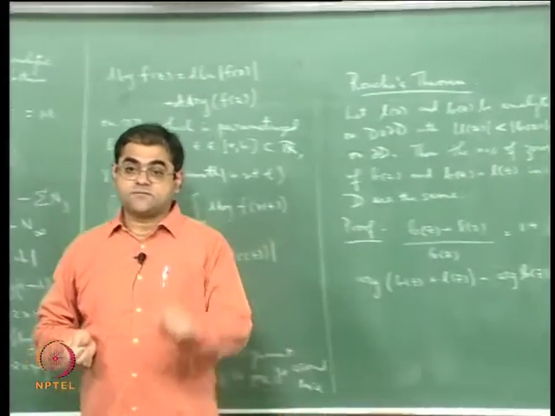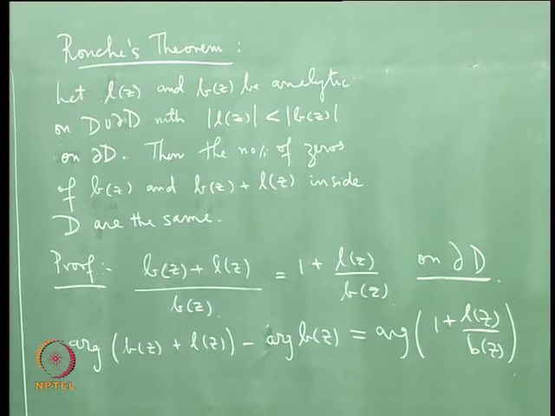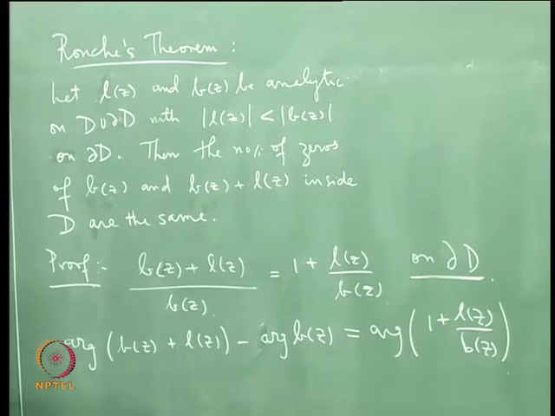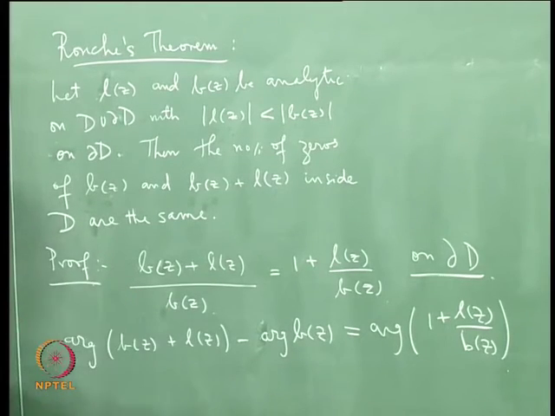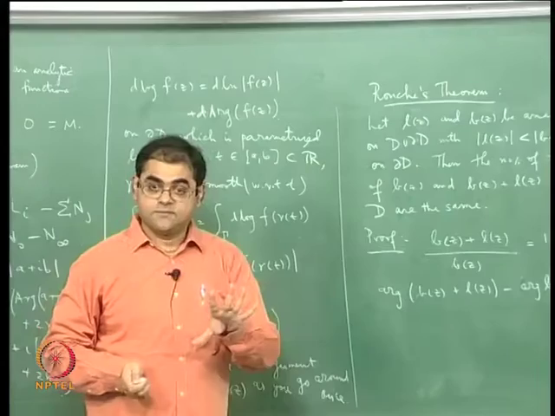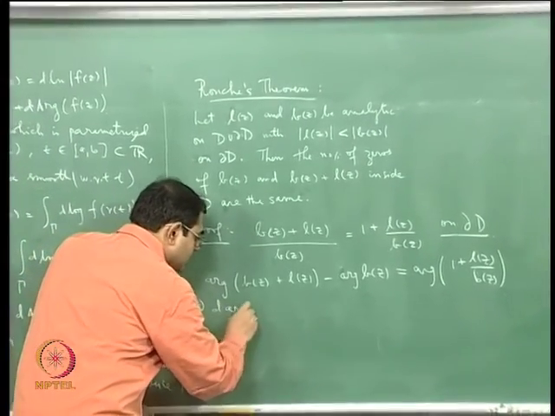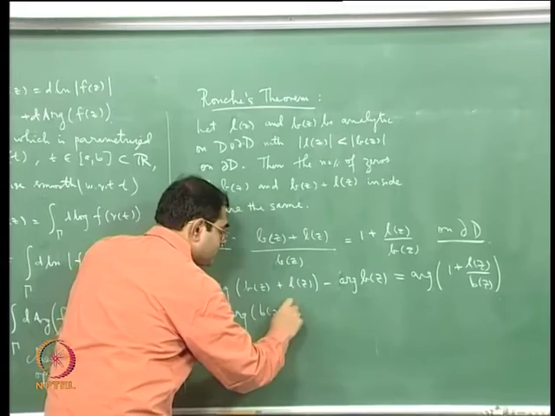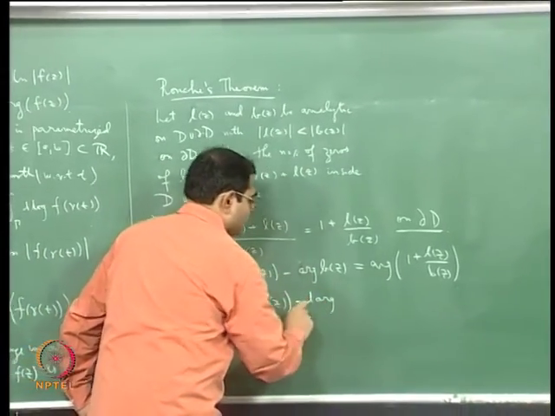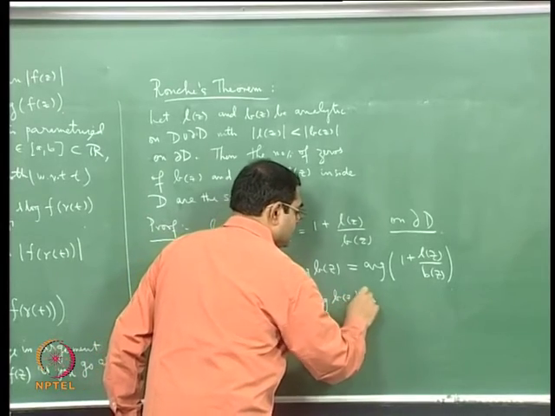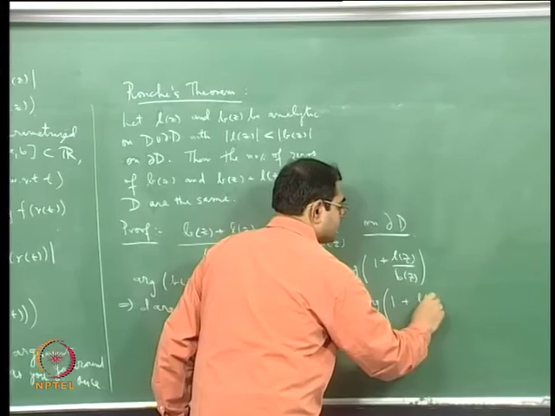It doesn't make sense if you take z inside, because z could be a zero of B and then I can't divide by B of z. Okay, so this is happening on the boundary where B doesn't vanish. So this will tell you that the change in the argument of B(z) plus L(z) minus the change in the argument of B(z) is equal to the change in the argument of 1 plus L(z) by B(z).